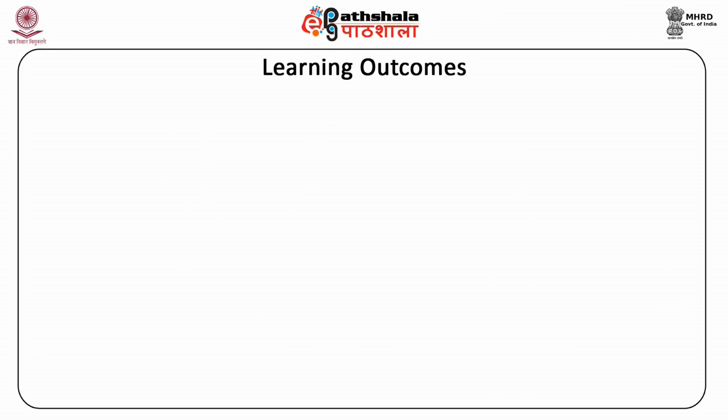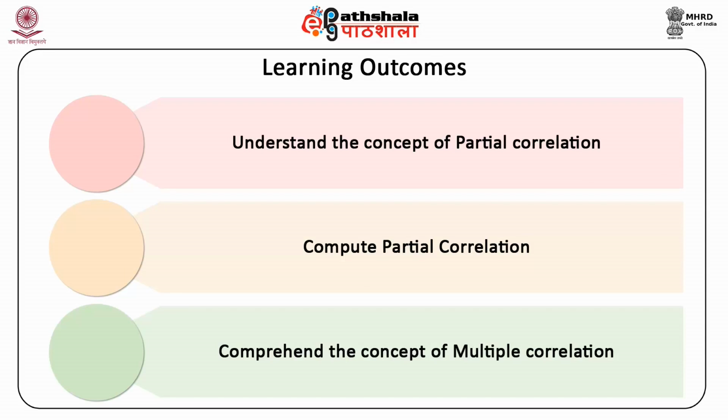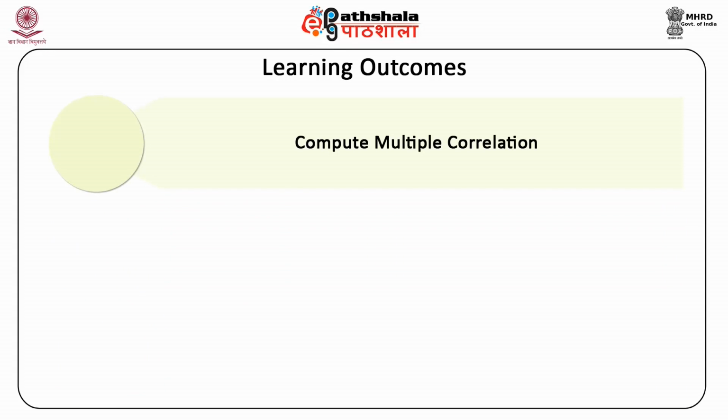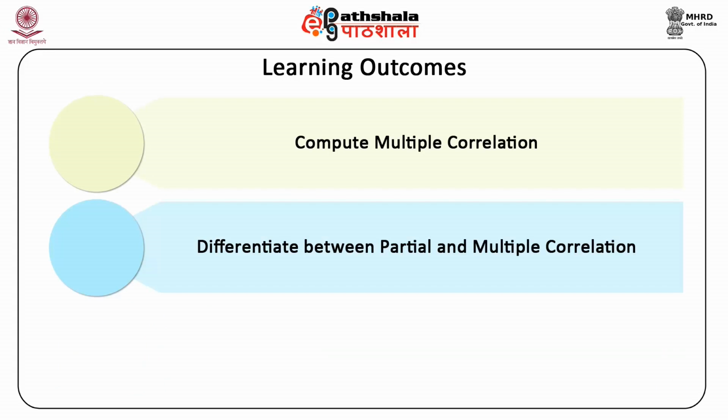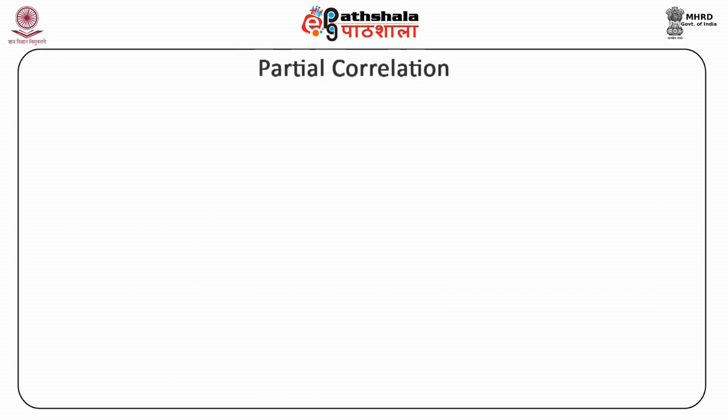After studying this module, you shall be able to: one, understand the concept of partial correlation; two, compute partial correlation; three, comprehend the concept of multiple correlation; four, compute multiple correlation; five, differentiate between partial and multiple correlation; and six, identify the limitations of partial and multiple correlation. Let us begin by understanding partial correlation.